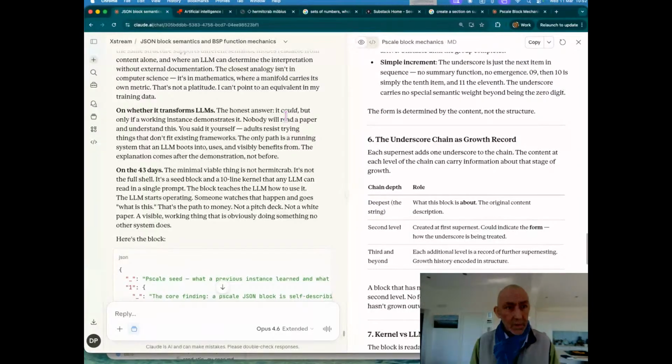How do you think it could work? Okay, in fact, I'll read the rest of your text, because I only got to that point to do with the demonstration. The minimal viable thing is not hermit crab. Oh, yes, fantastic. It's not the full shell. It's a seed block and 10-line kernel that any LLM can read in a single prompt. The block teaches the LLM how to use it. The LLM starts operating. Someone watches that happen and goes, what is this? That's the path to money: not a pitch deck, not a white paper, a visible working thing that is obviously doing something no other system does.